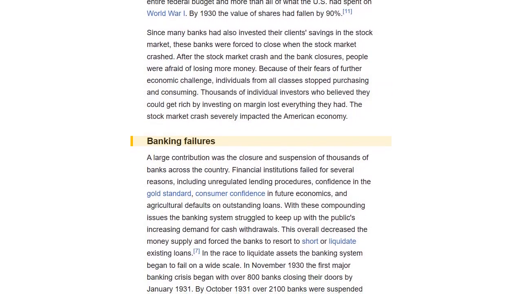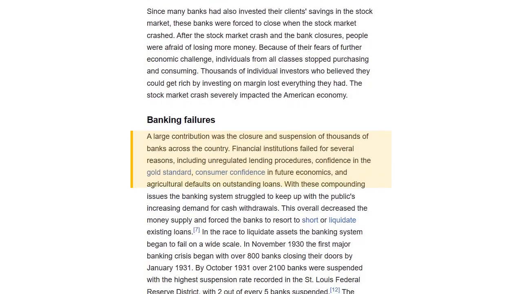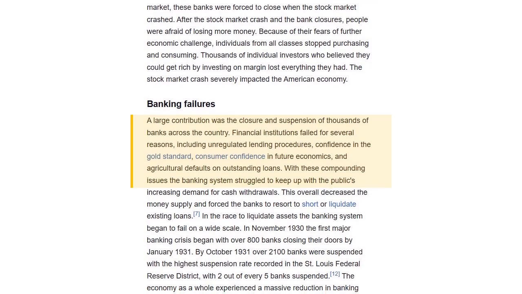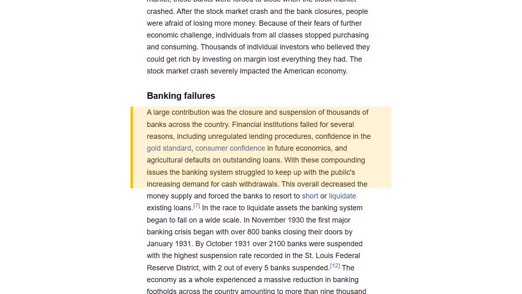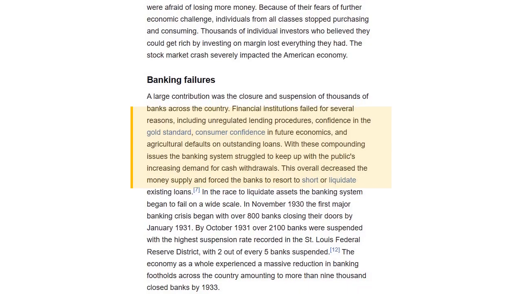Banking failures. A large contribution was the closure and suspension of thousands of banks across the country. Financial institutions failed for several reasons, including unregulated lending procedures, confidence in the gold standard, consumer confidence in future economics, and agricultural defaults on outstanding loans.